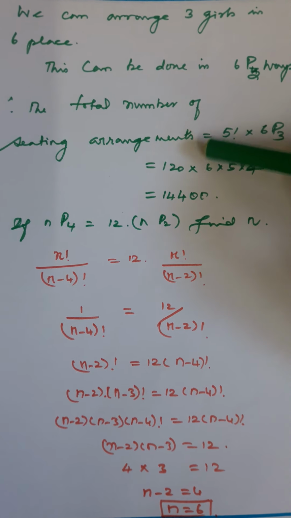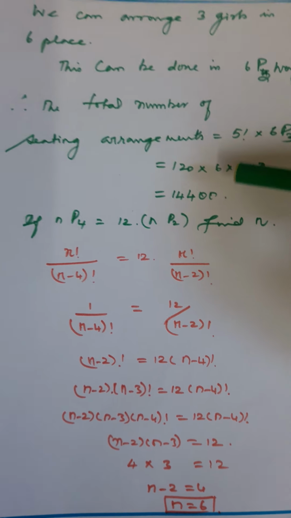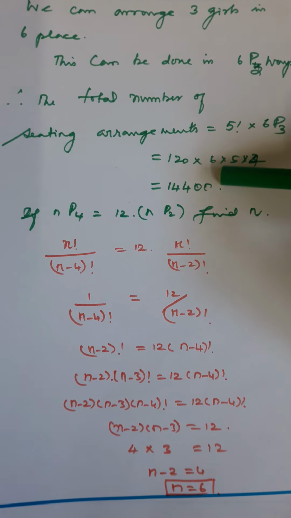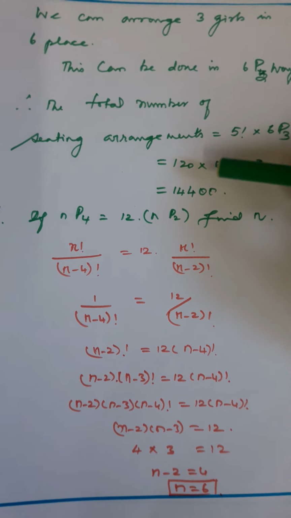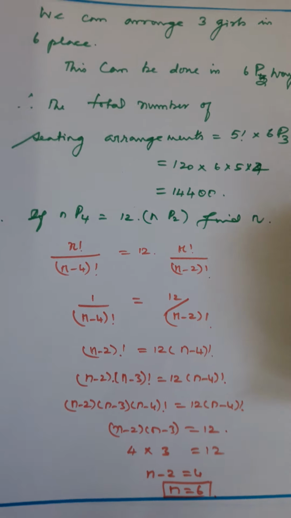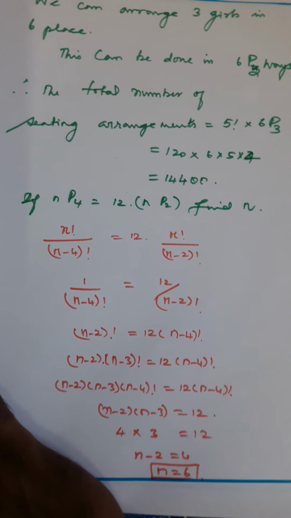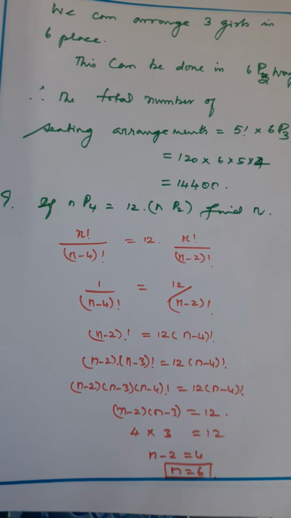So your 5 factorial is 120 and 6P3 is again 120. So the final answer is 14,400. The product of the numbers is 14,400. So it is one of the 3 mark questions. At the same time, in your TNPSC or whatever competitive bank exams, you may have this question.